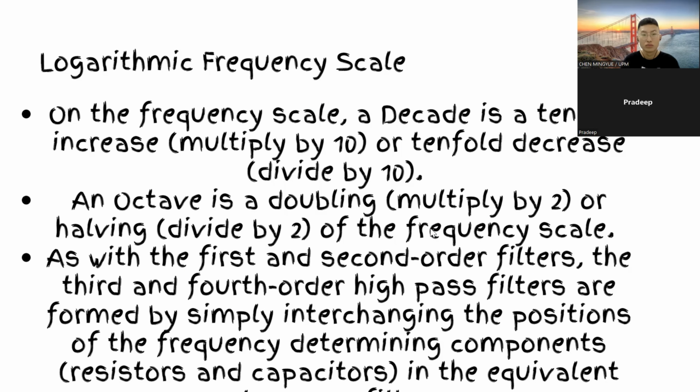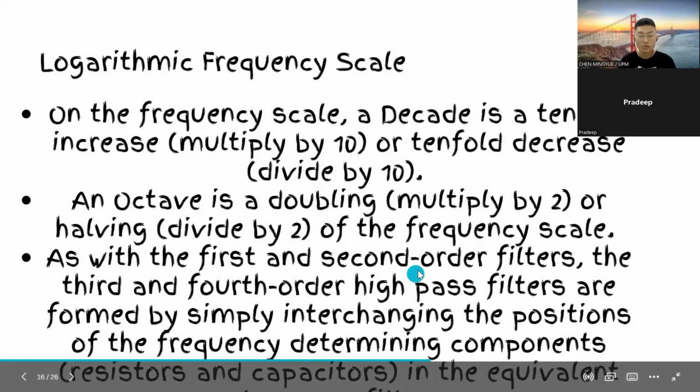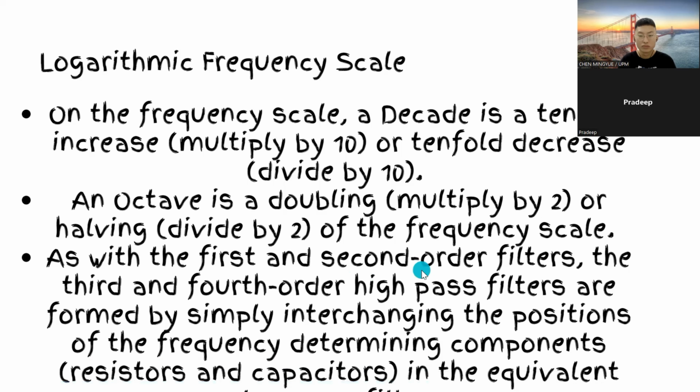For the subsequent part, I'll be talking about the logarithmic frequency scale. On the frequency scale, a decade is a tenfold increase, which is defined by multiplying by 10, or a tenfold decrease, which is understood as dividing by 10. An octave is a doubling, which is multiplied by 2, or halving, which denotes dividing by 2, of the frequency scale. As with the first and second order filters, the third and fourth order high pass filters are formed by simply interchanging the positions of the frequency determining components, resistors and capacitors, in their equivalent.